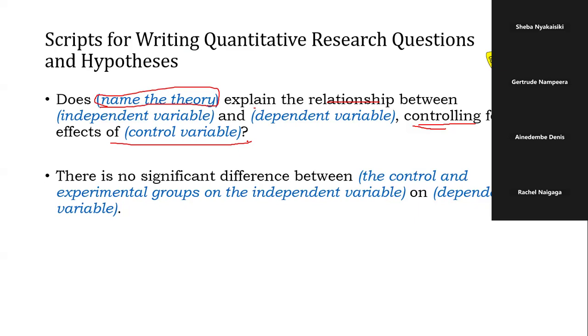So I would pick a homogeneous population sample in order to control my study. Is that part clear?